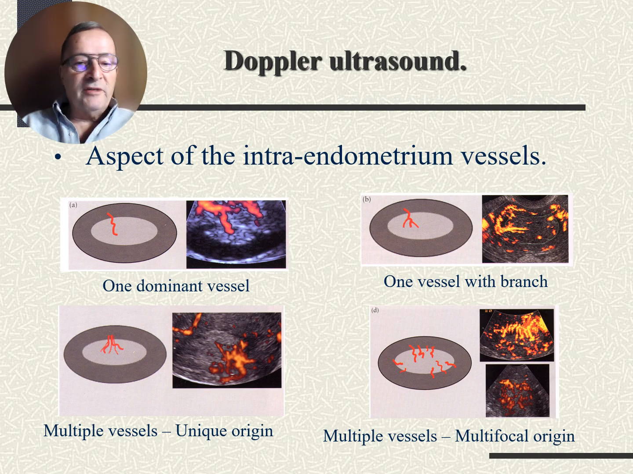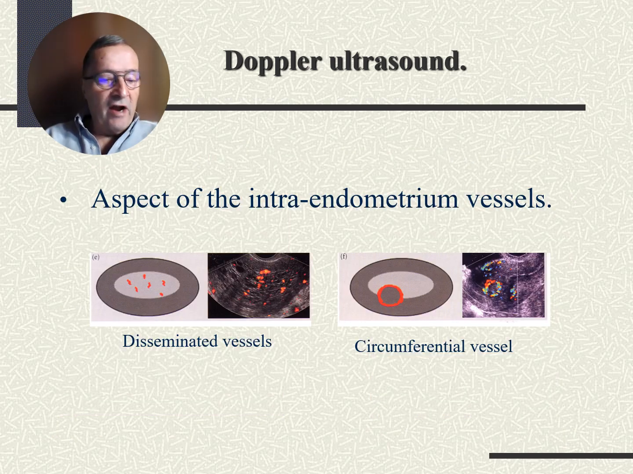The appearance of the endometrial vessel can be described. It could be a dominant vessel, as you can see here, such as seen with polyp, a vessel with branch, multiple vessels with unique origin, or multifocal vessels, as you can see in case of cancer. These vessels can have various appearance, such as being scattered inside the endometrium, or can, on the contrary, be circumferential, as you can see here, and it's typical of fibroma.